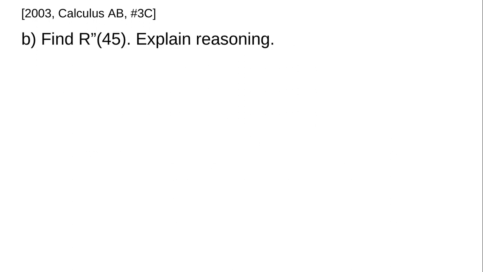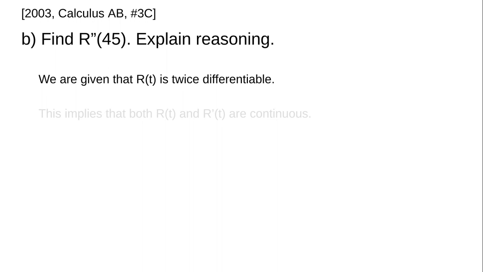In part B, we are asked to find r double prime of 45 and explain our reasoning. So this question requires very little computation and quite a bit of understanding about calculus concepts. We're given that r of t is twice differentiable. Okay, great. That implies that both r of t and r prime of t are continuous.